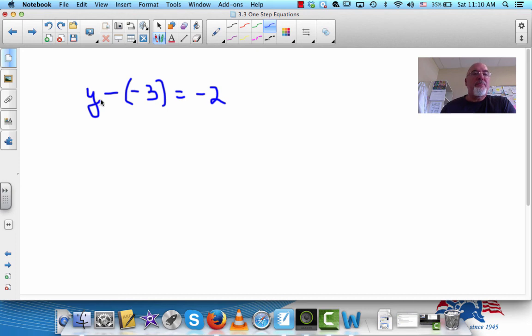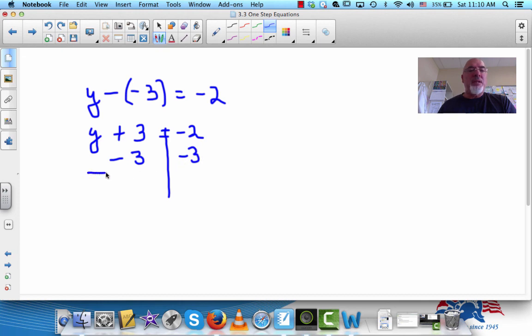Alright, now we're back. We've got y minus a -3 equals -2. That gives us y, after you simplify this, minus minus gives us plus 3 equals -2. The operation that we're working with is addition, so we put subtraction as our inverse operation. We're going to do this to both sides of the equal sign. So that gives us y.